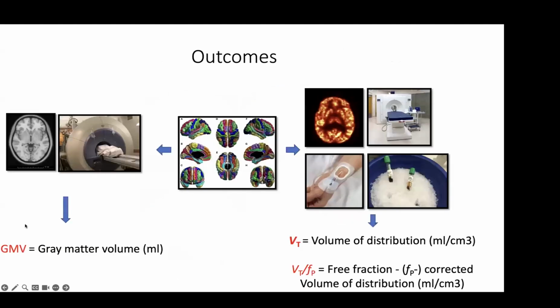So these are the outcomes. We have the gray matter volume using the MRI. I mentioned the AAL atlas. The PET outcomes were the volume distribution, which is the binding concentration of the ligand in the tissue over arterial sample, and the free fraction corrected.